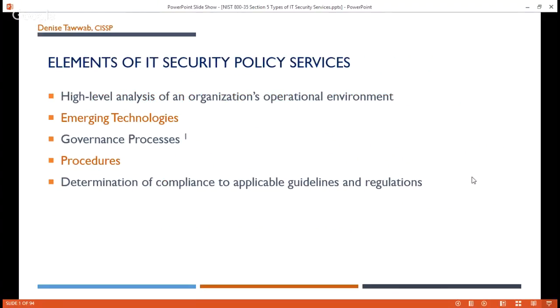All right, elements of IT security policy services include high-level analysis of your organization's operational environment, a discussion of emerging technologies and how you're going to address those in your policy, the governance process that the organization is going to use, procedures, and a determination of compliance. Are you complying to all regulations that apply to you and any guidelines that you're subject to?